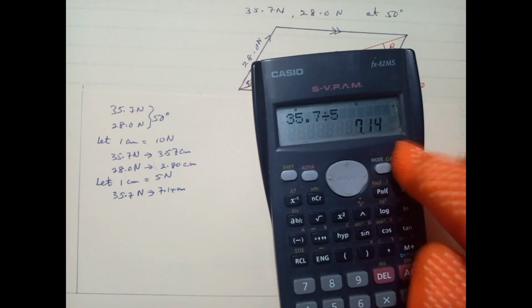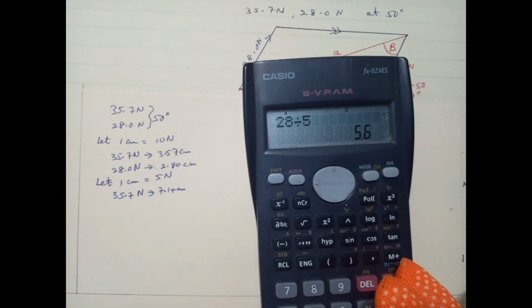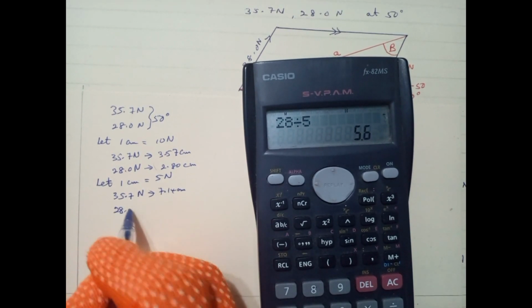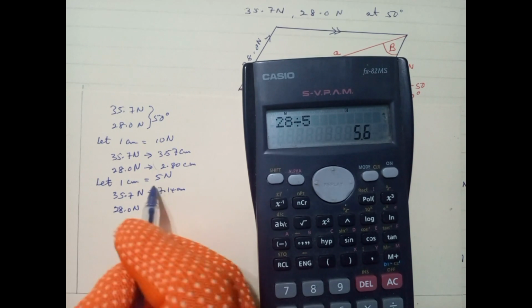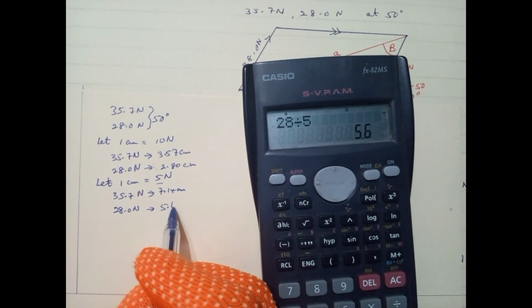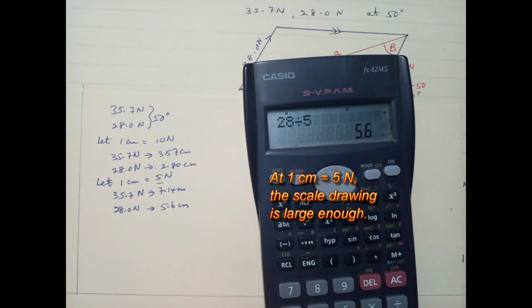And 28 newtons divided by 5 would give us 5.6, so 28.0 newtons, at this scale, is 5.6 centimeters. Now we can work with that.